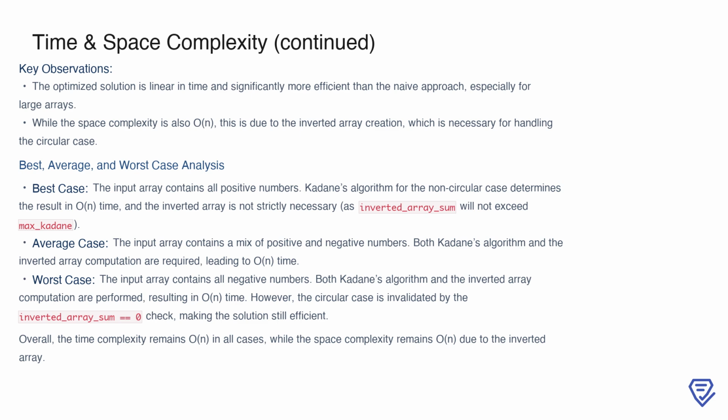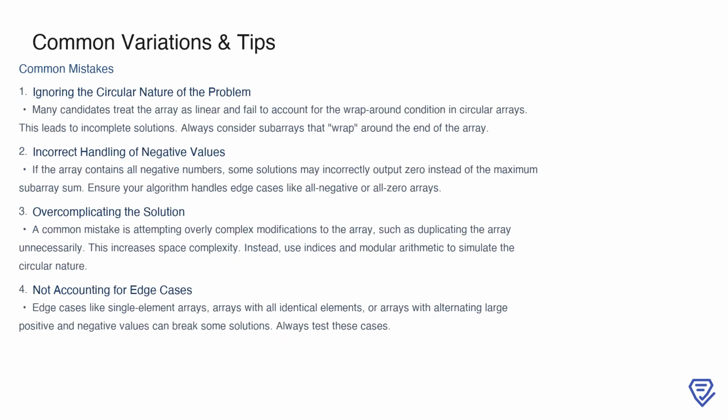When solving this problem, there are several common mistakes to watch out for. First, one of the most frequent errors is ignoring the circular nature of the problem. Many candidates treat the array as if it were linear and fail to consider the wraparound condition, leading to incomplete solutions.